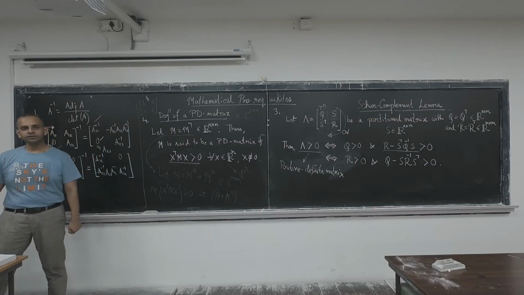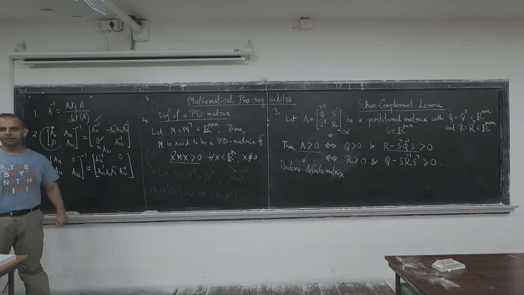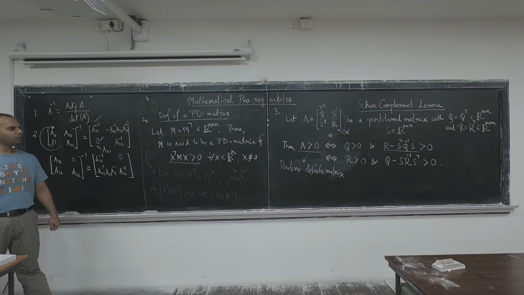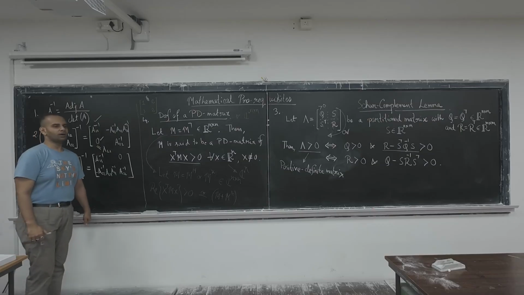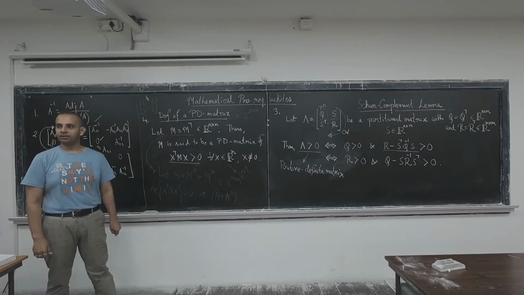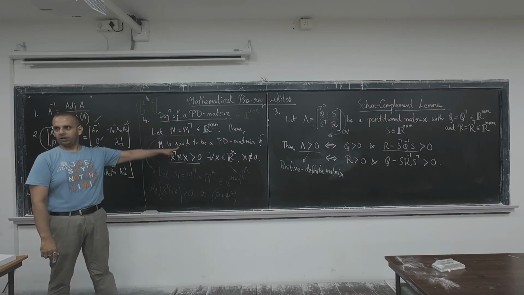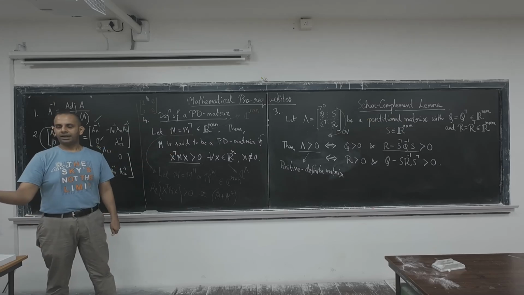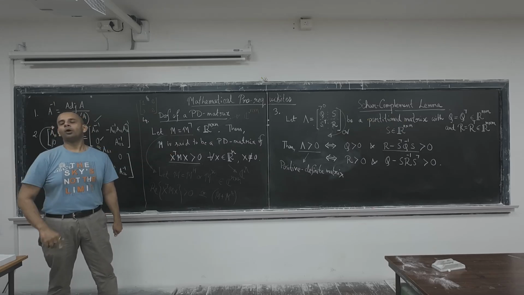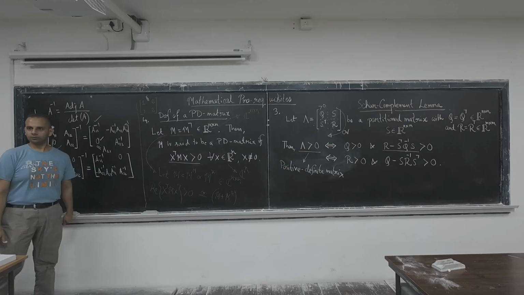There are very interesting properties of positive definite matrices. One of them, as you mentioned, is that for a positive definite matrix, all the eigenvalues are positive. But please remember, that is not the definition. Quite often we make this mistake. If somebody asks you what is the definition of a positive definite matrix, then you must say this one. The other ones are all properties of a positive definite matrix.